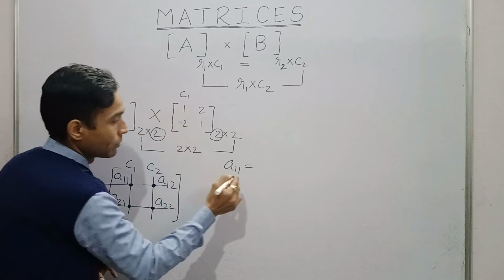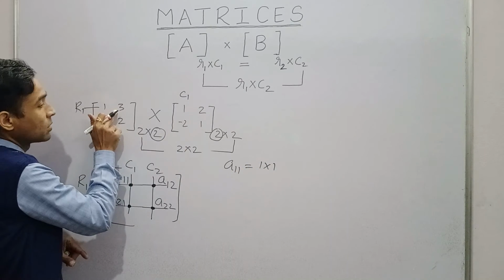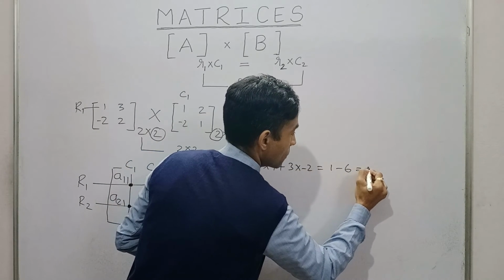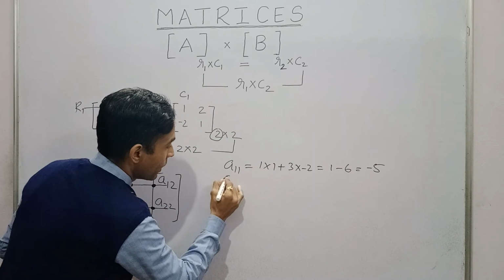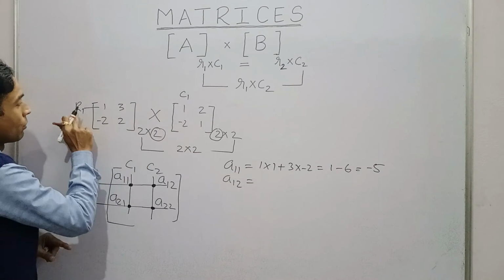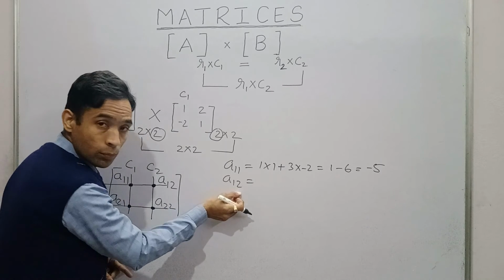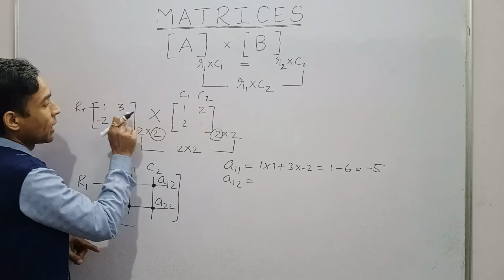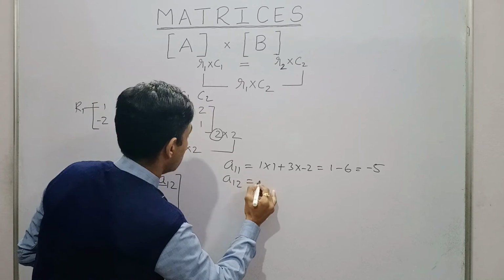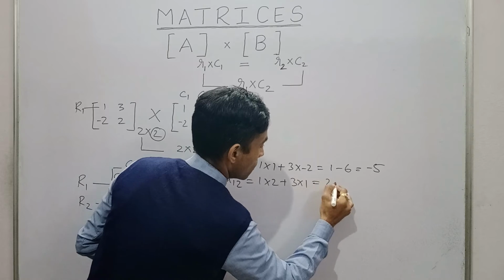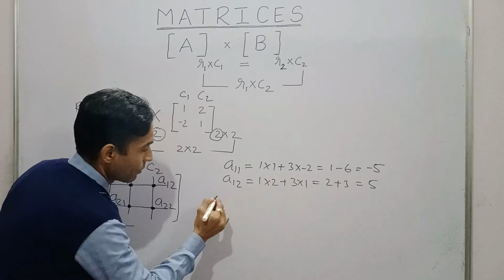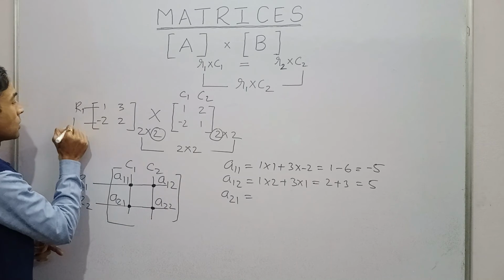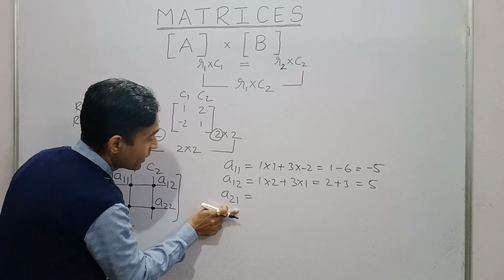1 will be multiplied to 1 and this 3 will be multiplied to minus 2 and we will add. So A11 is minus 5. Now A12, first row of first matrix multiplied to second column of second matrix. This 1 will be multiplied to 2 and this 3 will be multiplied to 1 and we will add. So A12 is 5.